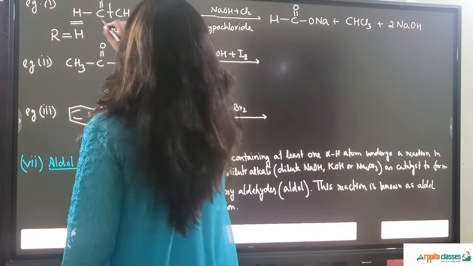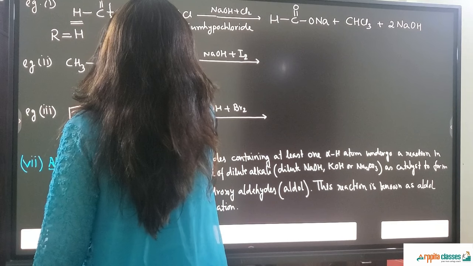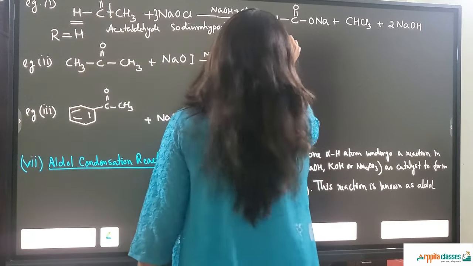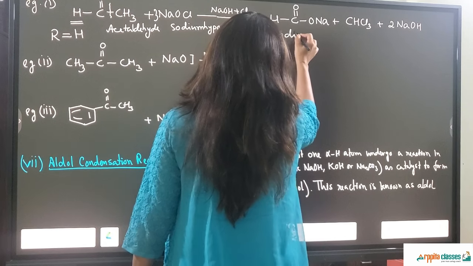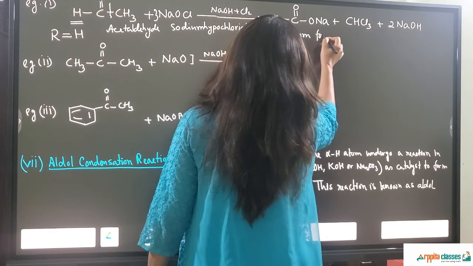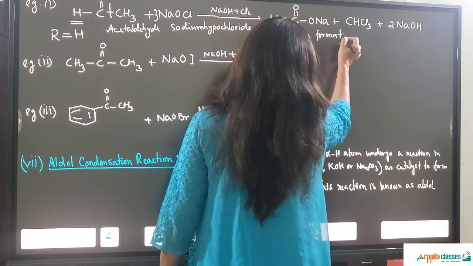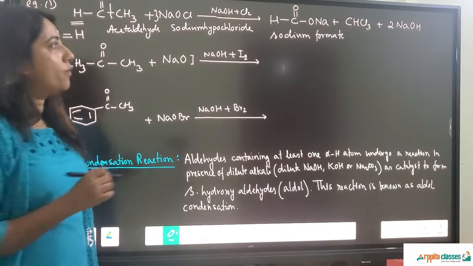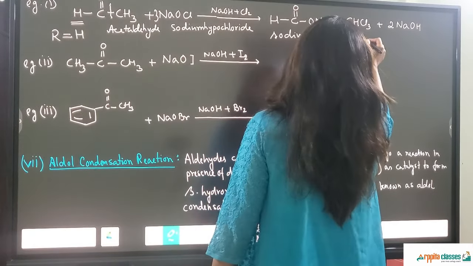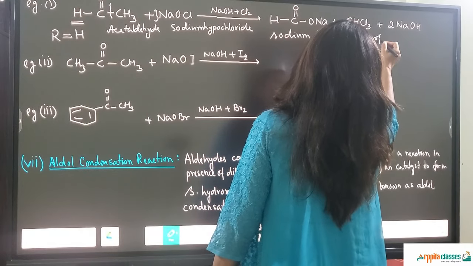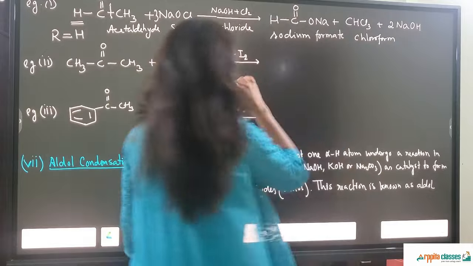For the balancing purpose, we need to put 3 over here. So this is your sodium formate. It is a sodium salt of formic acid, so that's called as sodium formate. CHCl3 is called as chloroform. So this is how we are getting chloroform from here.